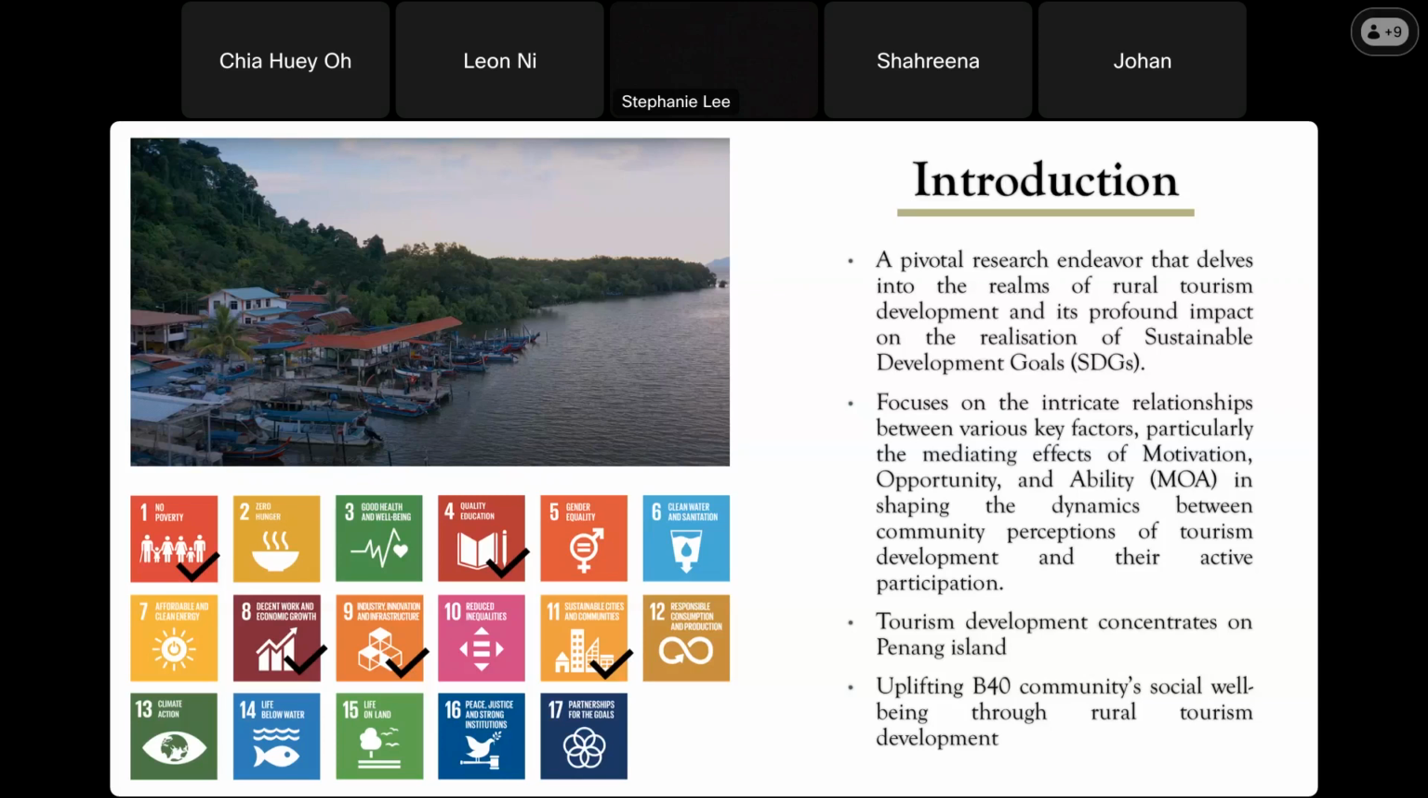So throughout this presentation, we will explore the MOA model together and its mediating effect between the perception of tourism development and community participation.